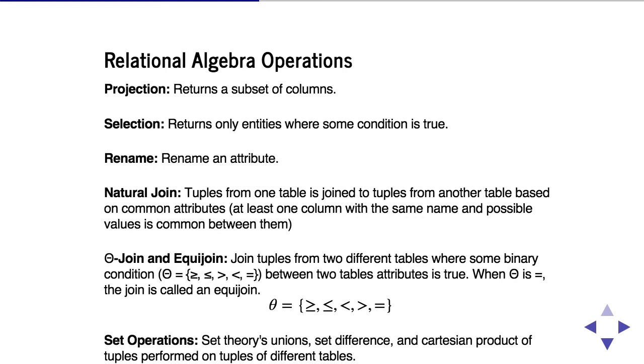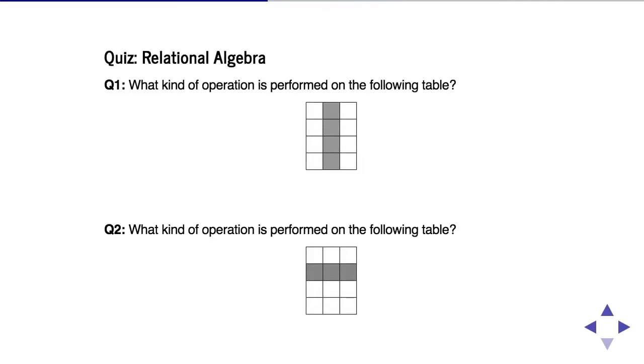We can even do a Cartesian product of tuples, where for every row of one table, we have all the rows of another table. So with a table with n rows and another table with m rows, the result would be an n by m table, which is fairly big. So that's hardly ever done.